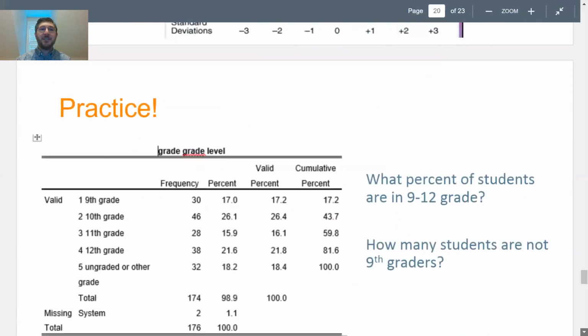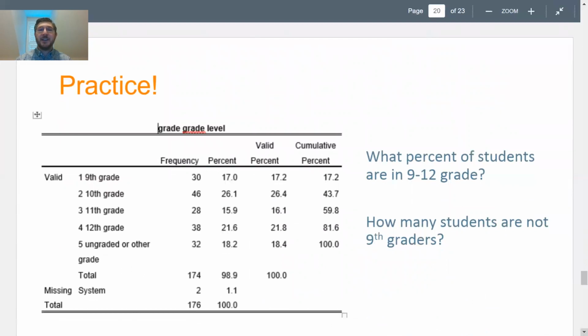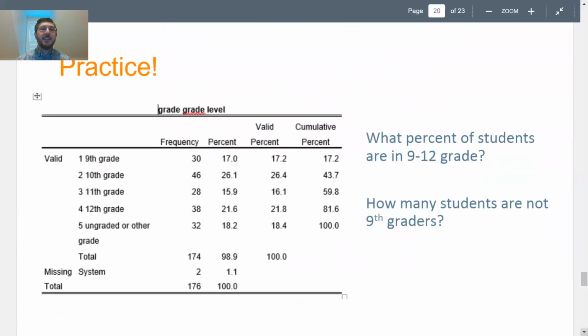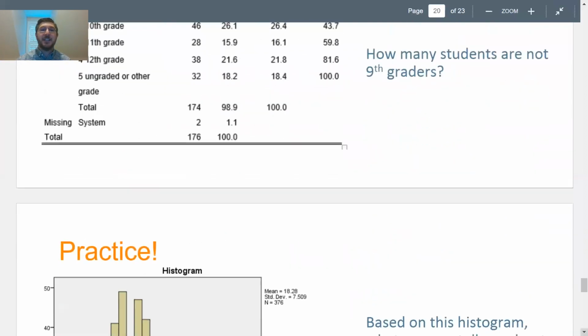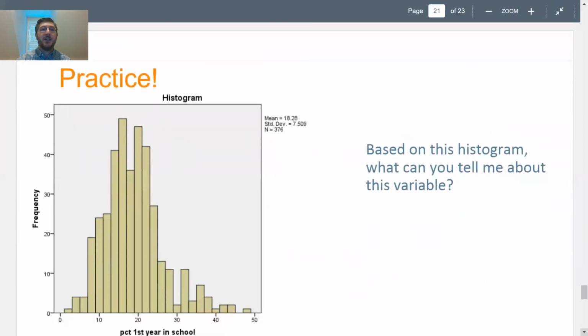I also have linked in here some practice exercises. If you open this in PowerPoint and look in the notes section, the answers to these practice exercises are in there.